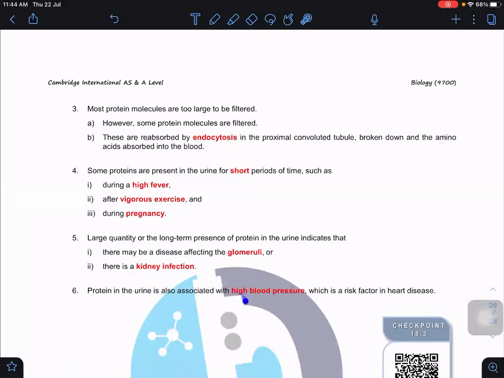Now, what about high blood pressure? High blood pressure basically means that the pressure in the glomerulus is very high, until it forces out the protein. And we do know that high blood pressure is also a risk factor in heart disease. So this is why we need to do urine analysis to check for these few items.